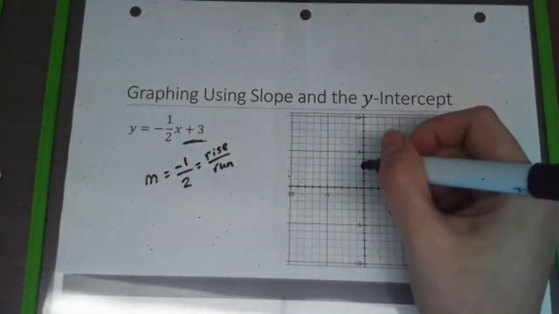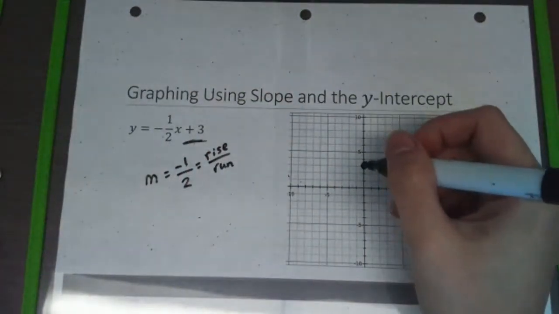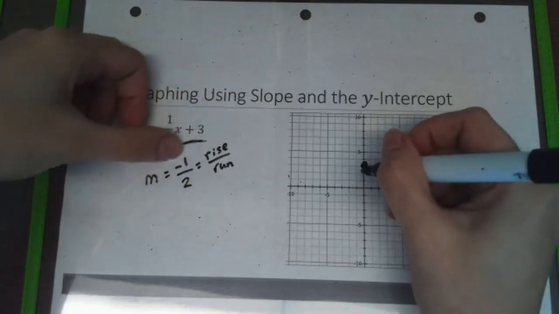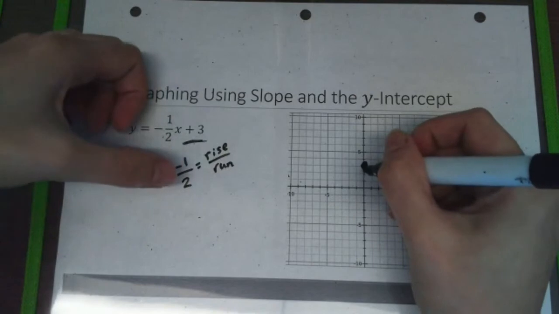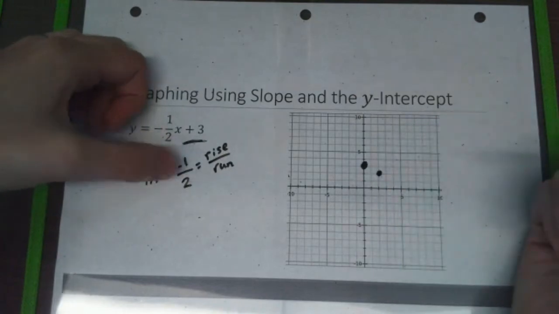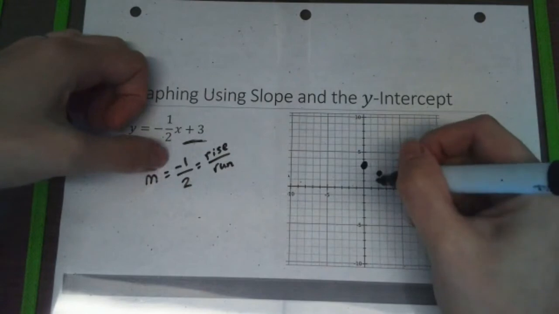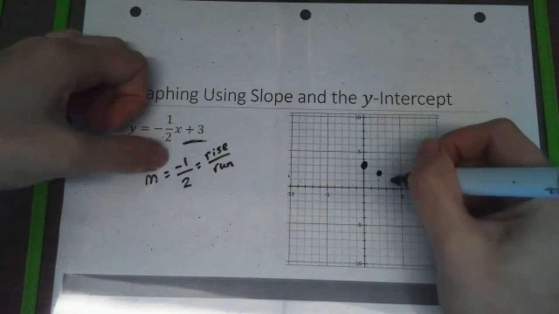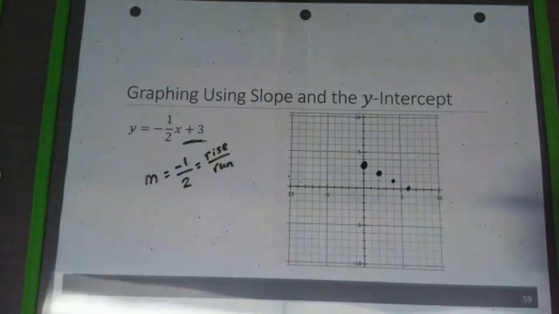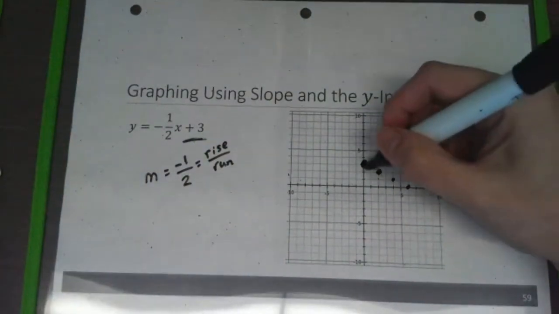Starting from my point that I've already placed, I want to rise a negative 1, which means go down 1, and run forward 2, 1, 2, and place a point. I can do it again. Rise negative 1, run forward 2, rise negative 1, run forward 2. And we get that same shape of a line.